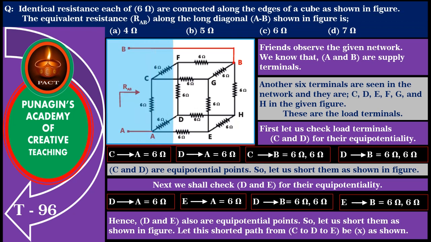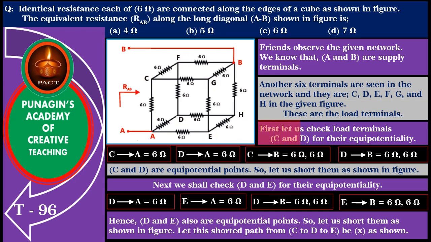Friends, observe the given network. We know that A and B are supply terminals. Another 6 terminals are seen in the network, and they are C, D, E, F, G and H in the given figure. These are the load terminals.